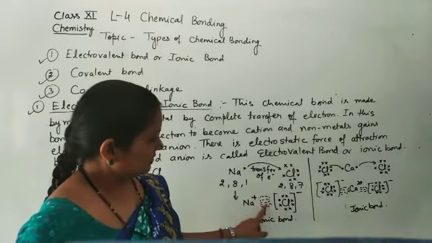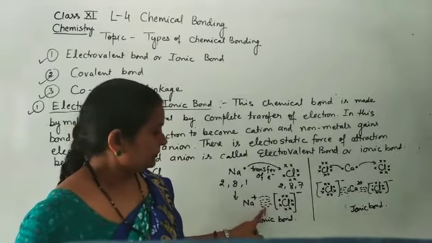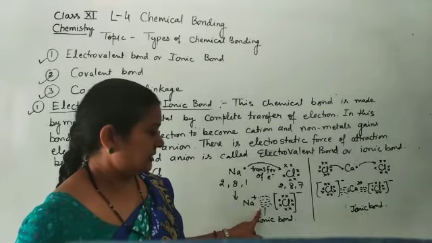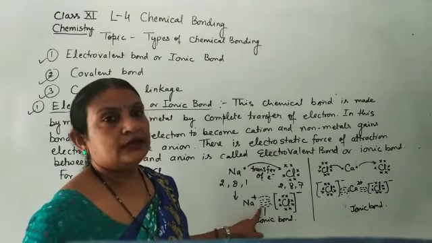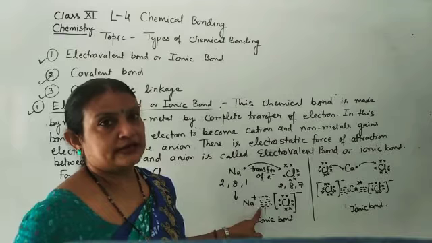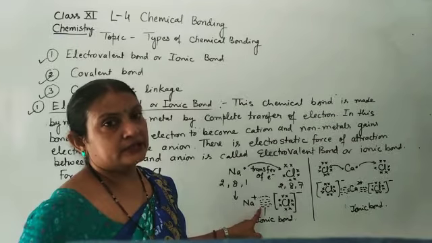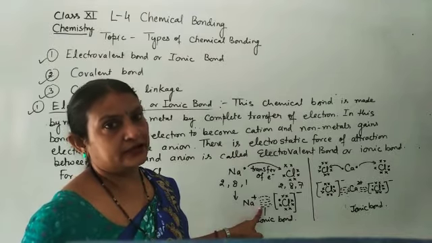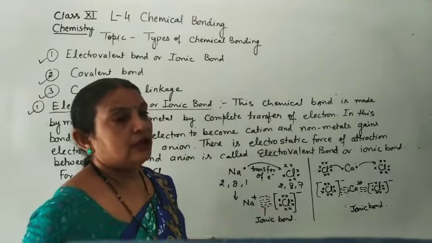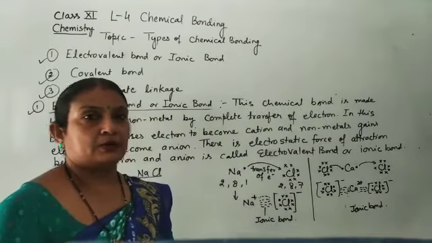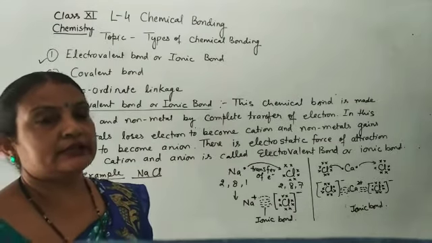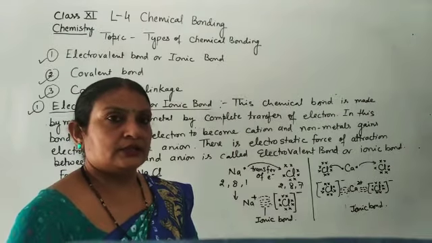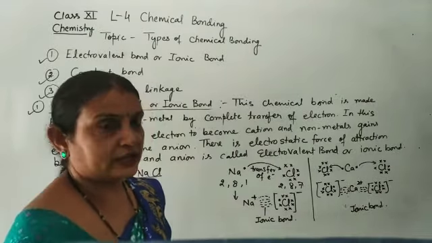See, this dotted line is showing the ionic bond. This is the electrostatic force of attraction between cation and anion. The electrovalent bond is non-directional in nature. Non-directional means the cation and anion can attract the opposite ion from any direction. Okay? An ionic compound exists only in solid state because there is a strong electrostatic force of attraction between them.